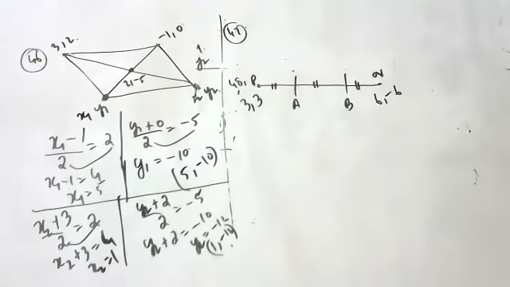One second, children. One second, small disturbance. Line segment, the points P trisect the points A and B.